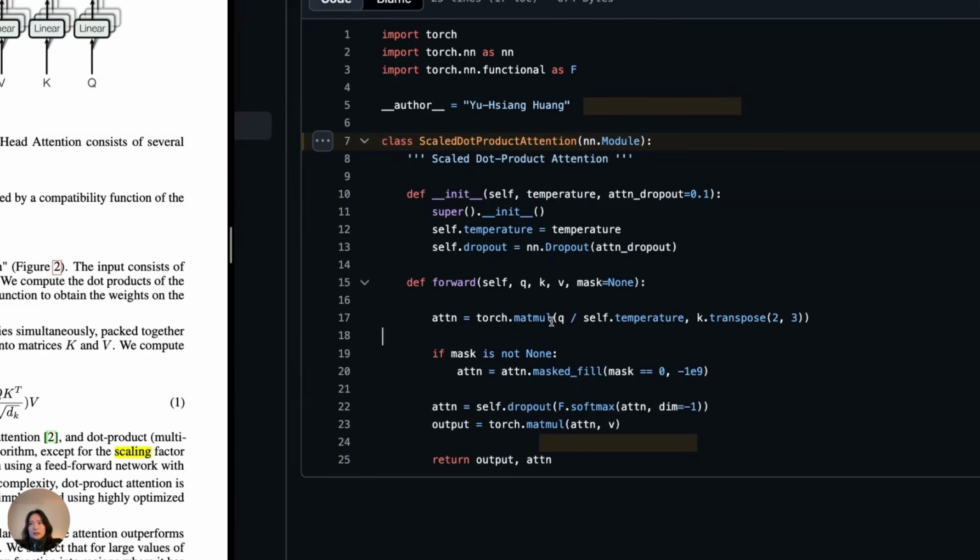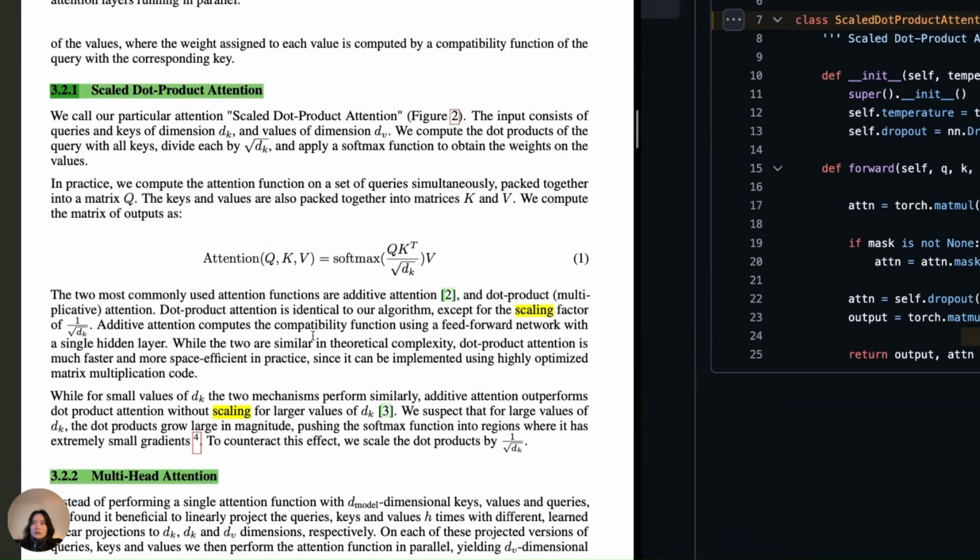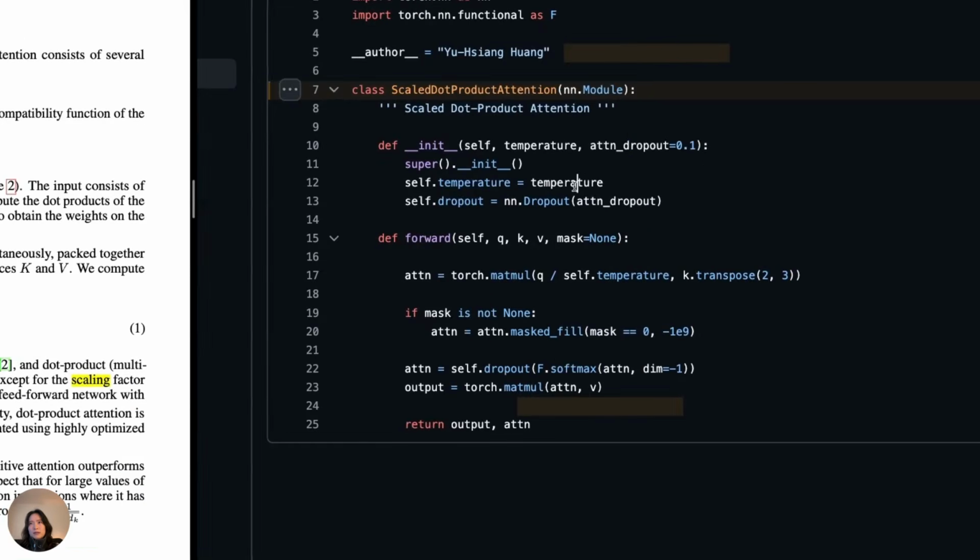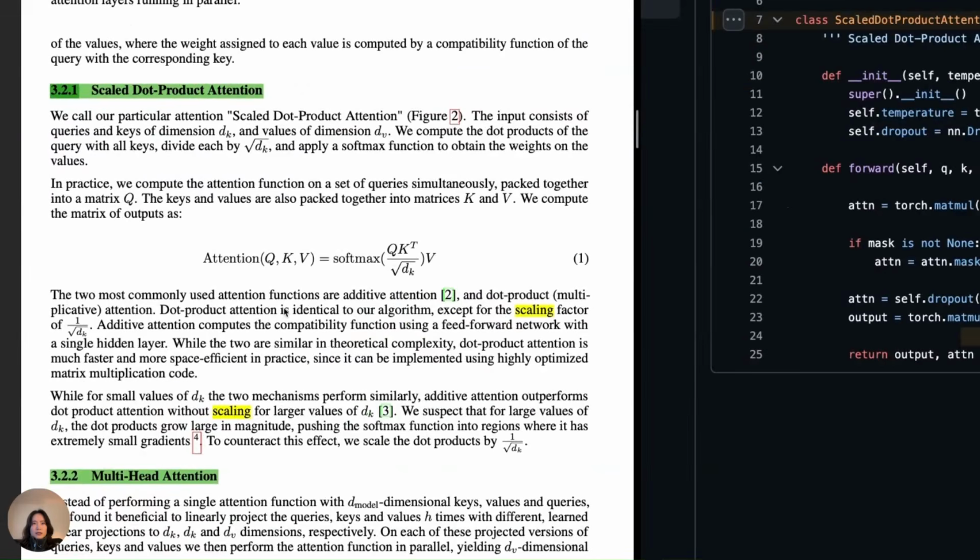And if you go back here, Q divided by the self.temperature and product by this K transpose. So this resembles how this attention mechanism is created, right? But here, what is self.temperature? Here, we look at this temperature. There's not much explanation over here.